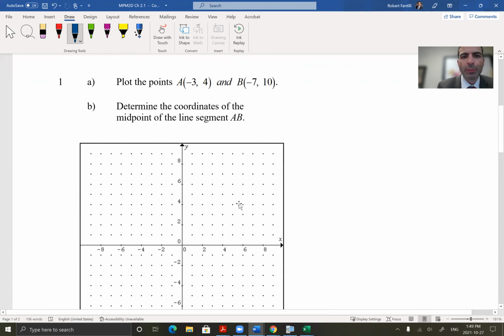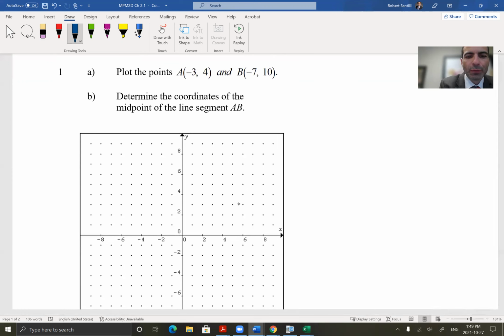So the first part here is to plot the points A (-3, 4). So -3 and 4, we put a dot there, label it A. B is (-7, 10). I might have got ahead of myself in the labeling here. B is hiding up there. And plot the points, determine the coordinates of the midpoint of the line segment AB. So I don't have my iPad, but that's probably the best line I'm going to do. You can obviously use a ruler when you're doing that.